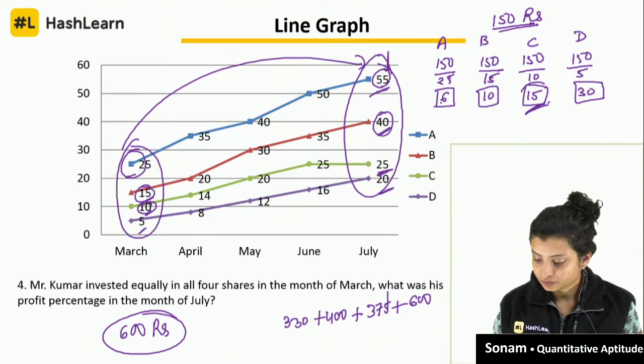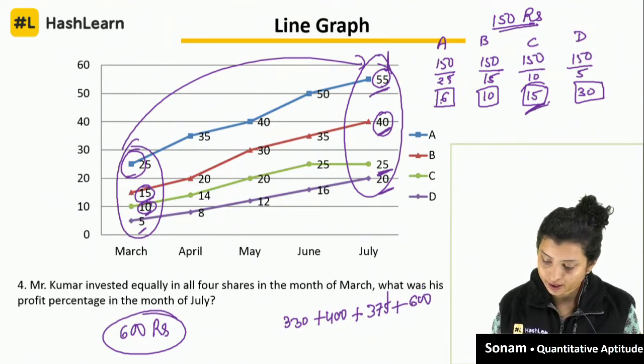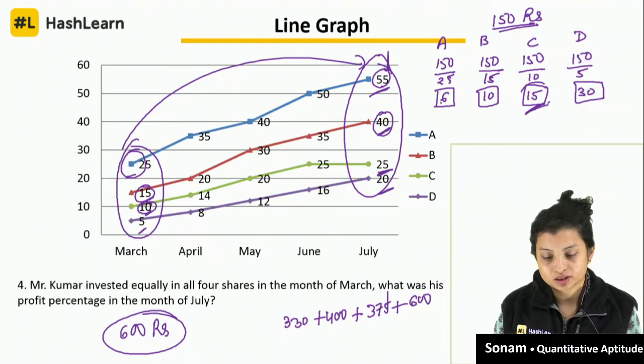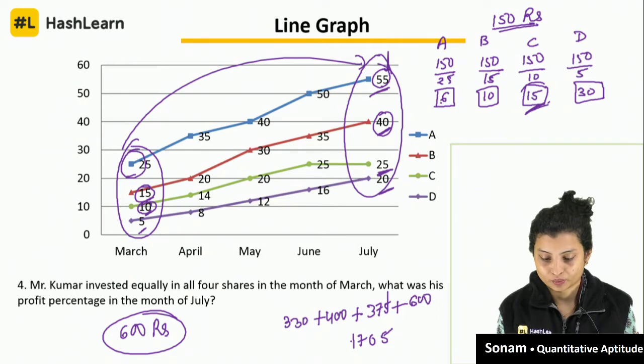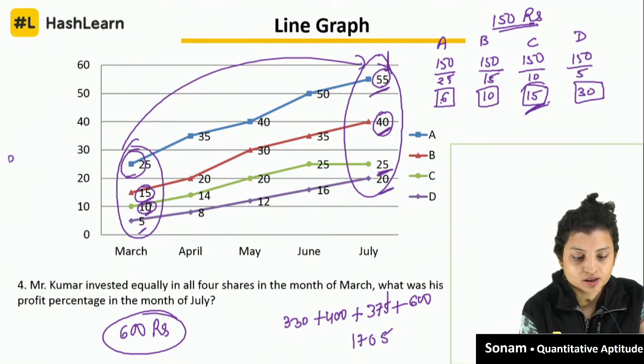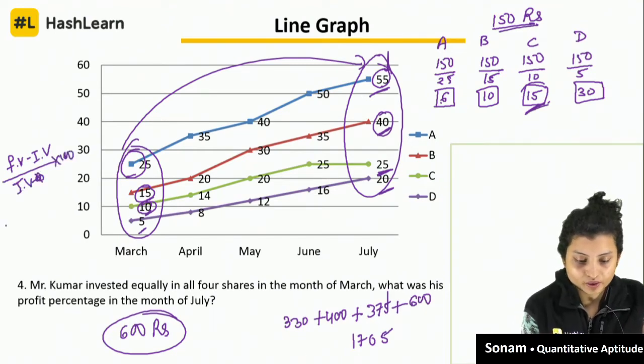Okay, do the calculation. How much will be the total coming out? Total will be 330 plus 400 will be how much? 730. 730 plus 375 will be 1105. 1105 plus 600 is 1705. Okay, and what is the profit percentage? So how do you calculate profit percentage? Final value minus initial value upon initial value into 100, right? So final value is 1705, initial value is 600, upon 600 into 100.